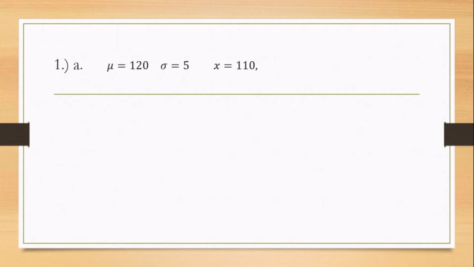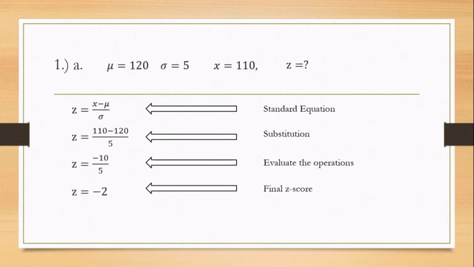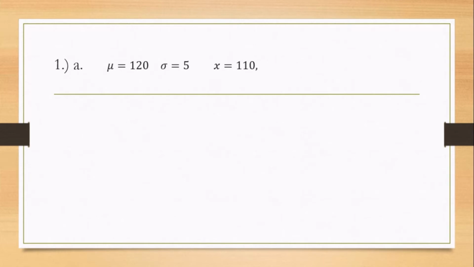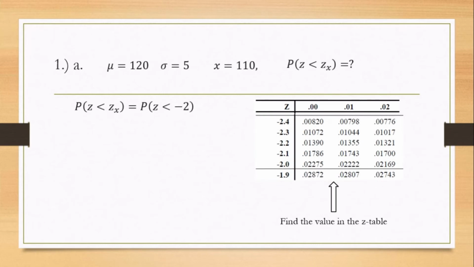Let us solve for the first situation. Given the mean, SD, and x, we can now find the value of z. Using the standard equation, we will now substitute the values. Evaluating the operations, we get -2 as the final z-score. Then, using the z-score, we can now get its probability. The probability of z less than the z-score of x, by substitution, is the probability of z less than -2. Because it is less than or to the left, we can directly get its area from the z-table.